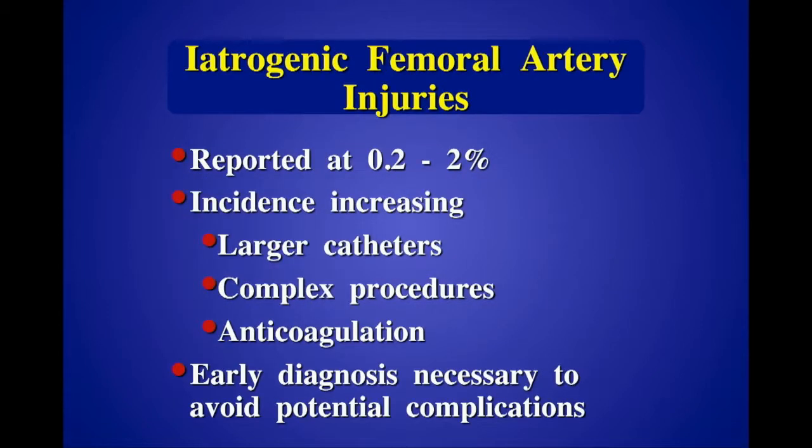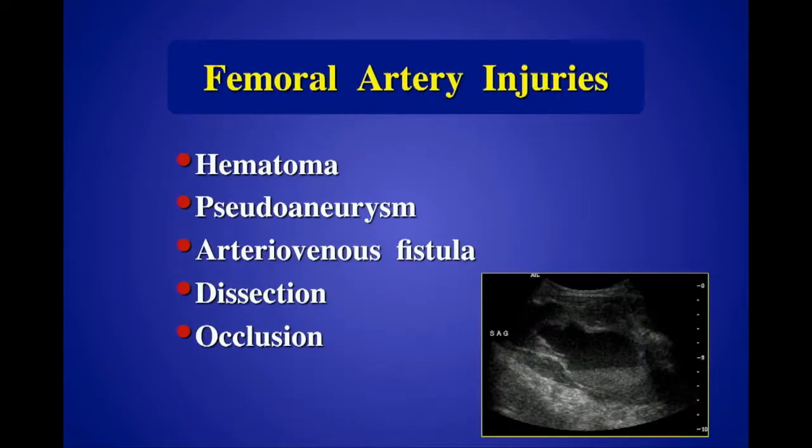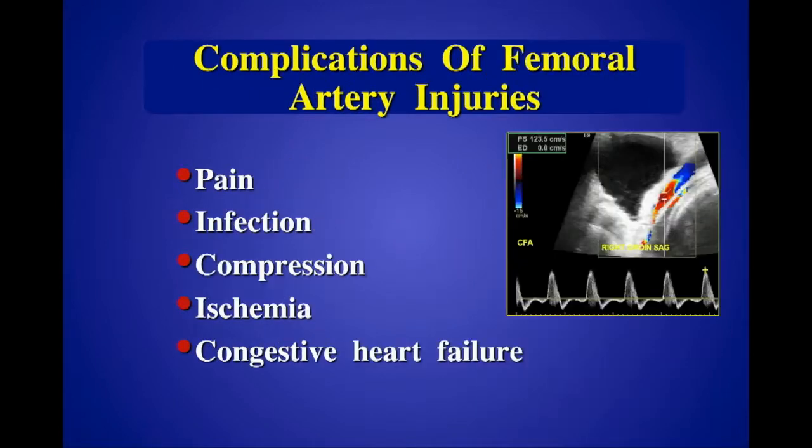Most of you know that iatrogenic femoral artery injuries occur up to about 2% after procedures, and the incidence is related to use of larger catheters, more complex procedures, and the use of anticoagulation. Early diagnosis is obviously important to avoid potential complications. Some of those complications include hematoma, pseudoaneurysm, AV fistula, arterial dissection, and arterial thrombosis. These can cause local pain. You can have an infection related to the procedure. Obviously, you can have nerve or venous compression, distal ischemia, and if you have a large AV fistula, the patient may have congestive heart failure.